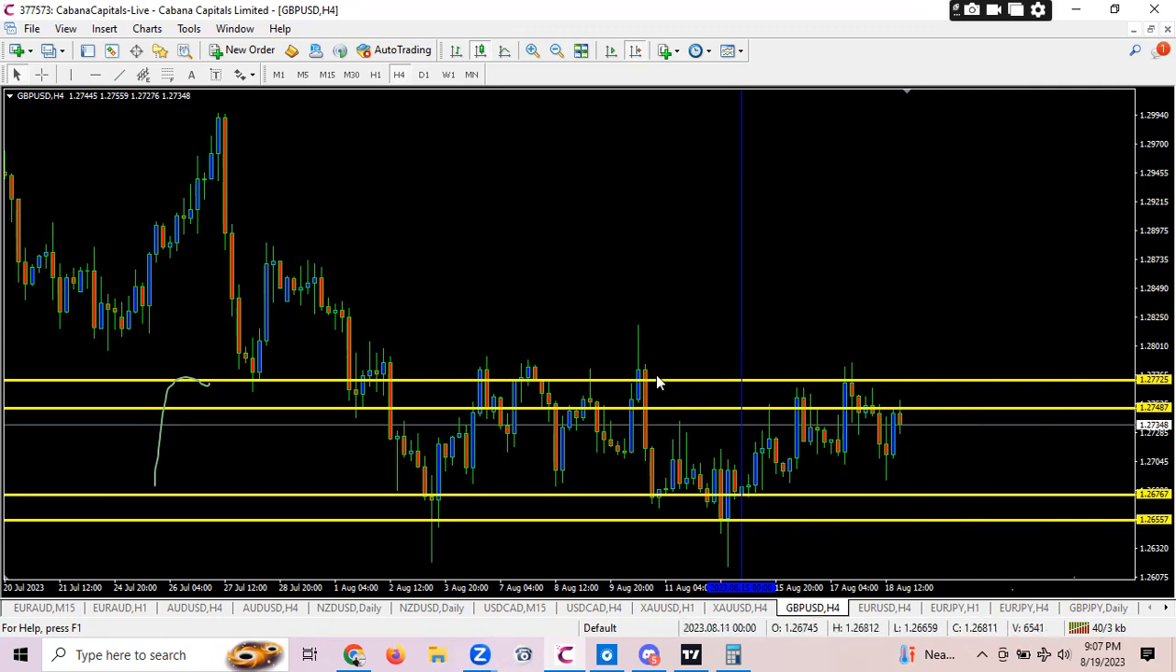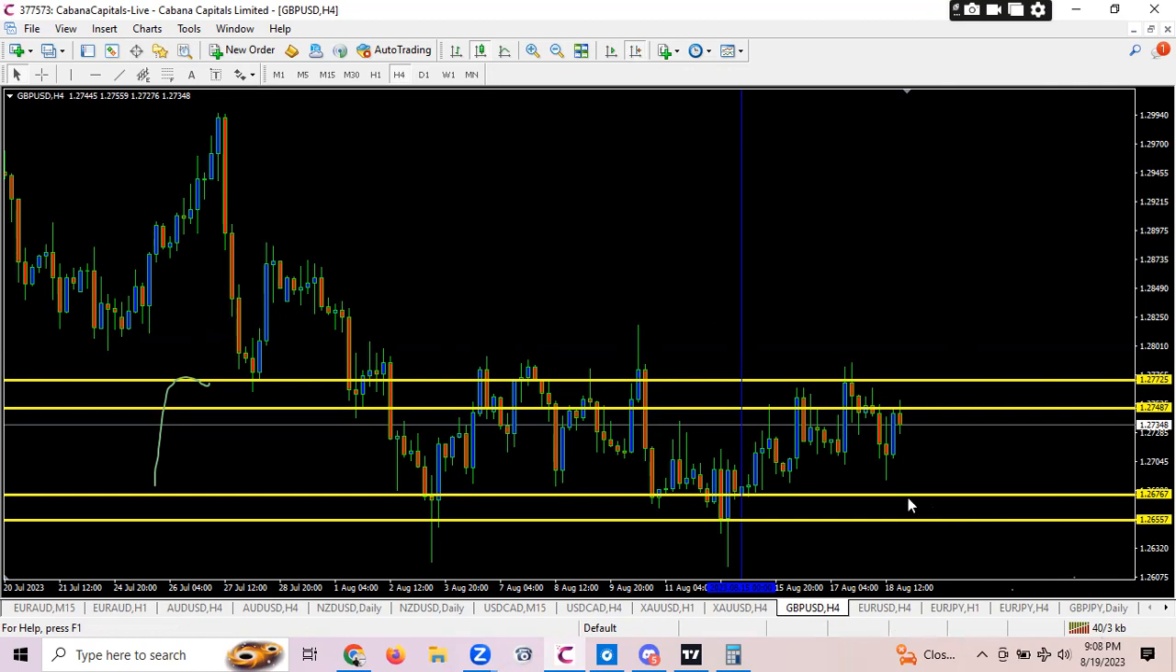But I think selling GBP/USD this coming week will be very risky, because the probability that price will go up is higher than the probability of it going down. But if you're considering selling, you should wait for price to break this low.